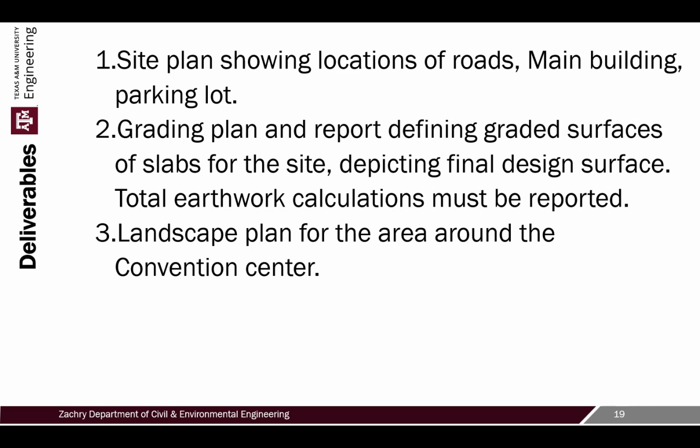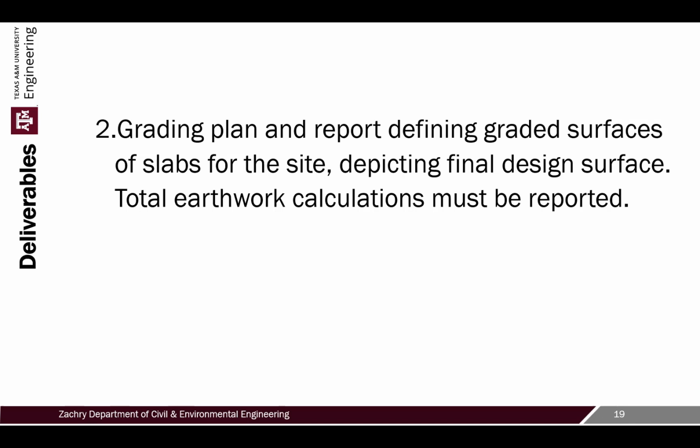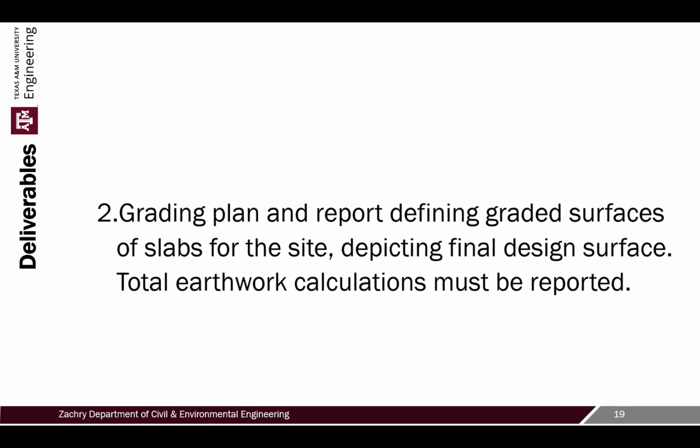So that is the site plan. Whenever you're developing a site plan, you're showing all the things. You're adding blacktop, you're adding parking spaces, you're adding rows, things like that. Well, that's going to affect how you have water runoff, and a lot of things like that. And so you also have to include a grading plan. And this is a report defining the graded surfaces and slabs for the site. And so this is also where you get your final design surface. It also talks about how much earth you're moving and things like that.